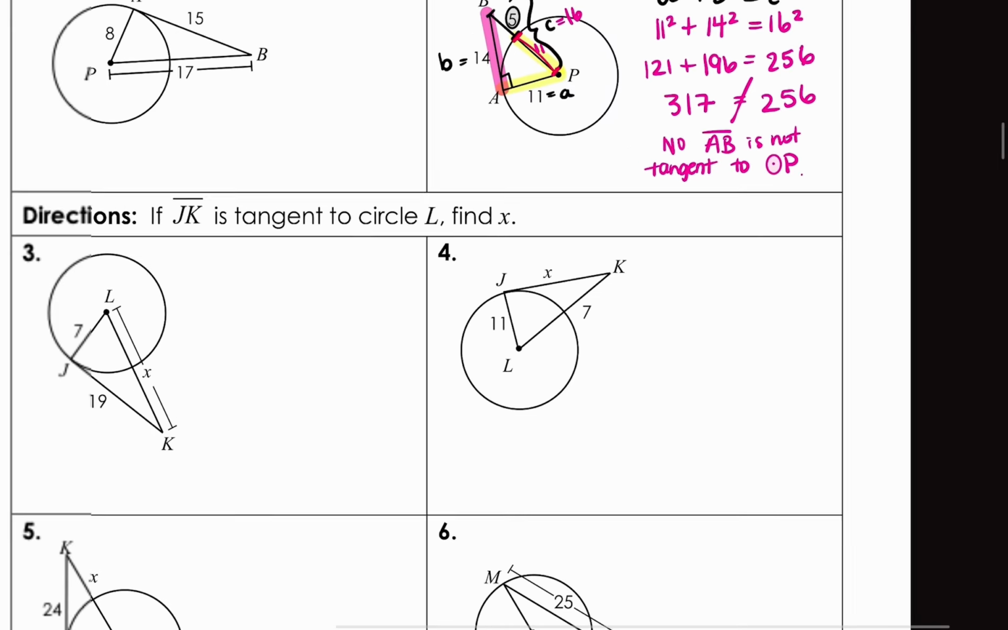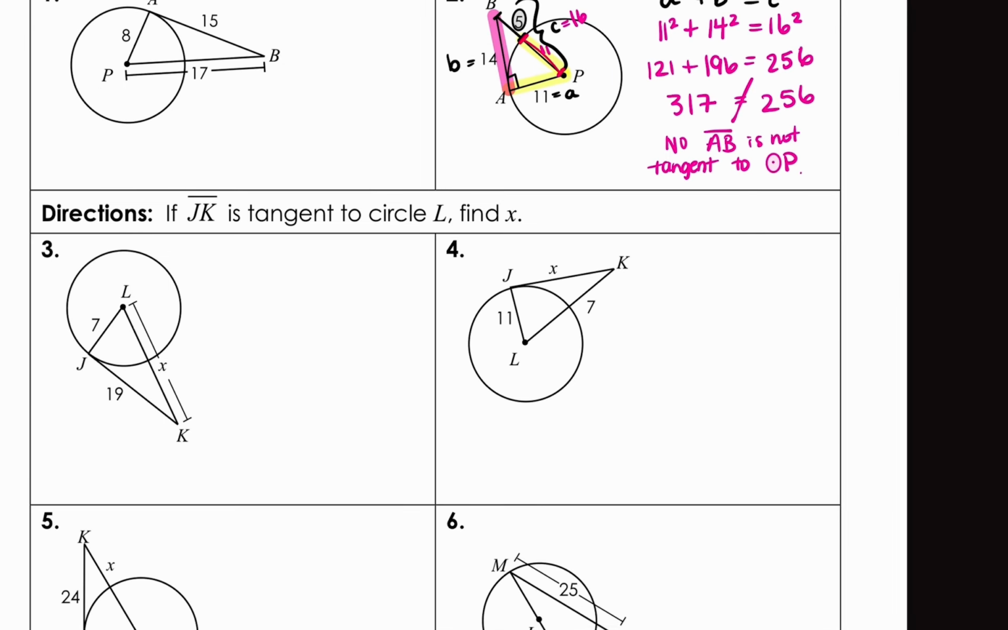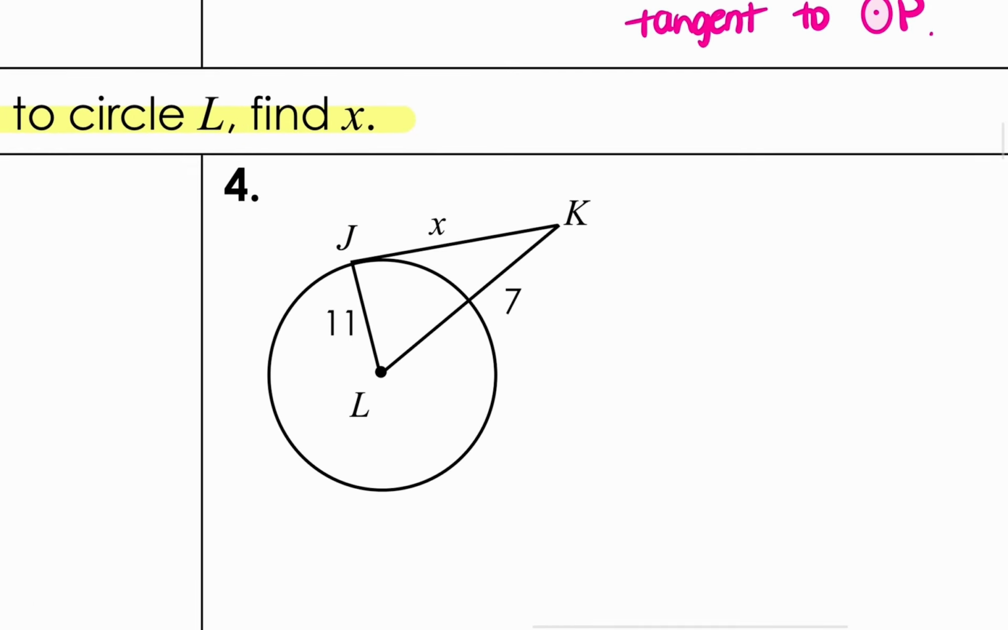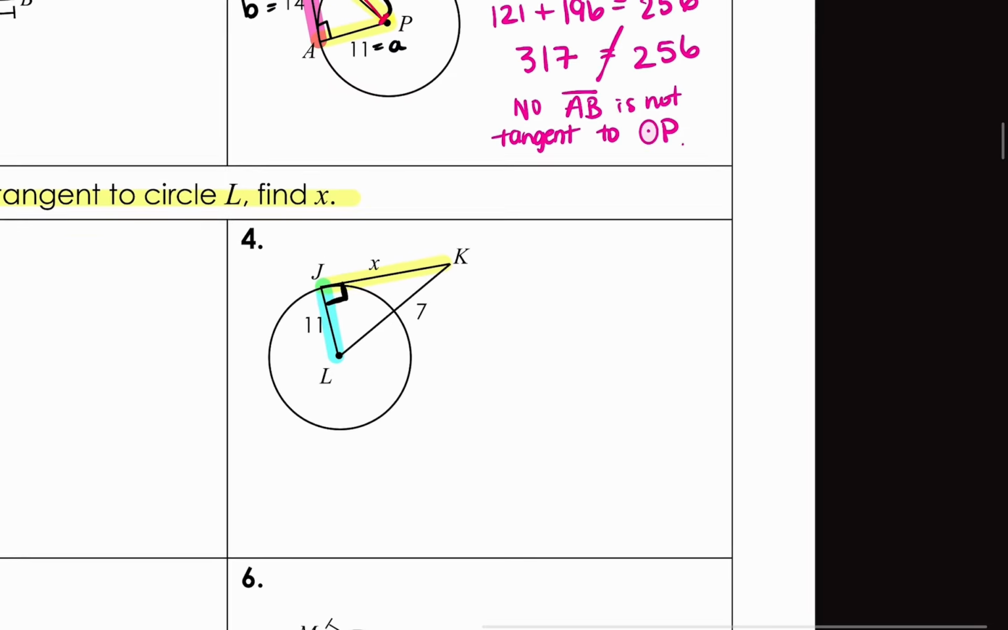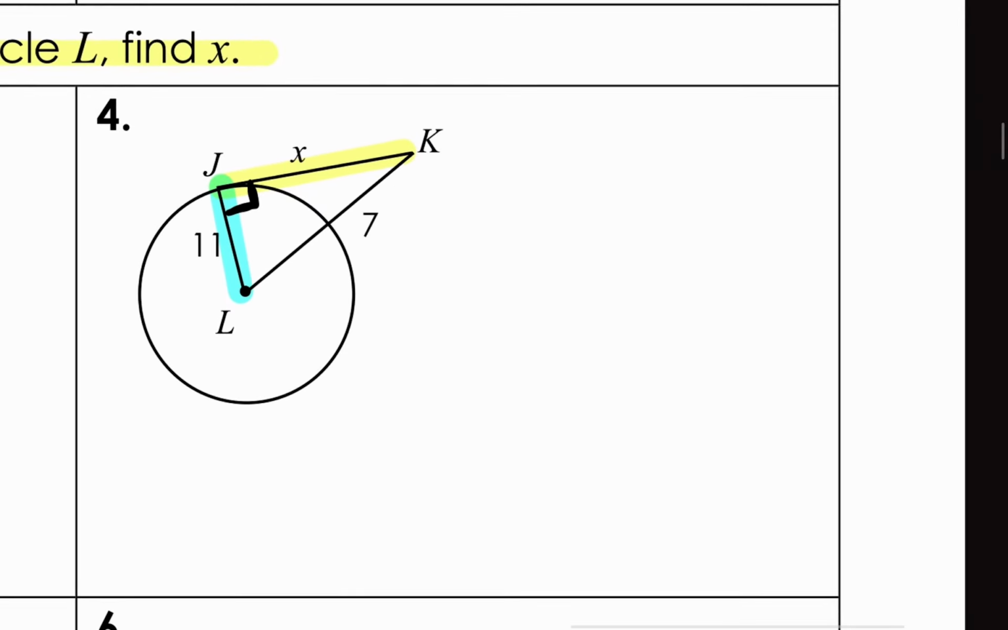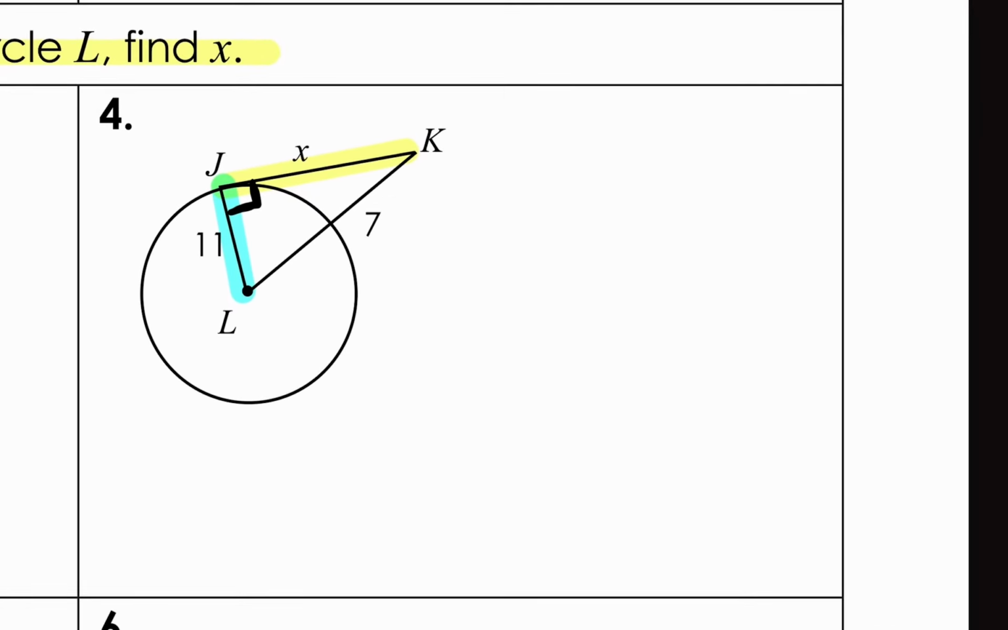They do not. All right, so moving to number 4, we have if JK is tangent to the circle L, find X. So it looks like we're assuming that JK is tangent to the circle, and that will allow us to find X. If JK is tangent to the circle, that means that the radius JL and JK would make a 90-degree angle. And so again, we end up with this right triangle here. So we're going to be doing a squared plus b squared equals c squared.